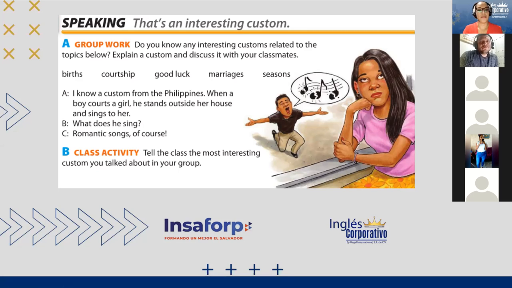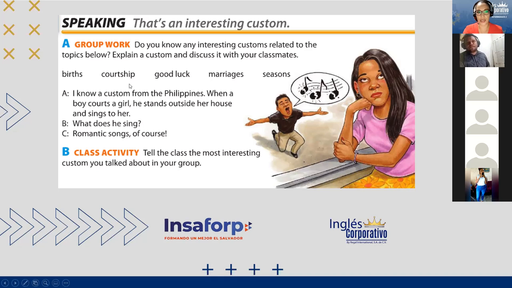Okay, good. Any question about vocabulary here? Courtship. Marriage, the pronunciation. Okay, courtship is noviazgo. Courtship is noviazgo, and marriages. Marriages. Okay, so discuss any interesting custom related to these topics: birds, courtship, good luck, marriages, and seasons.